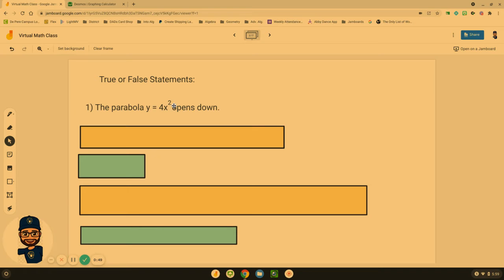First one, true or false? The parabola y equals 4x squared opens down. Well, hopefully you said that's false. The a value is 4, and when the a value is positive, this would open, not cup, but up. When the a value is positive, it's going to open up.